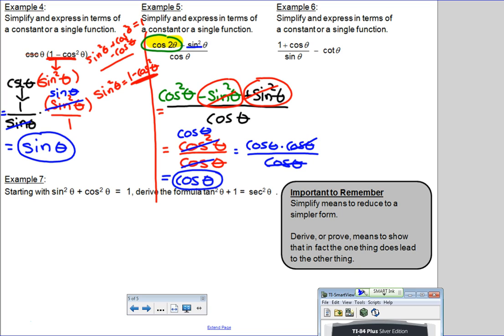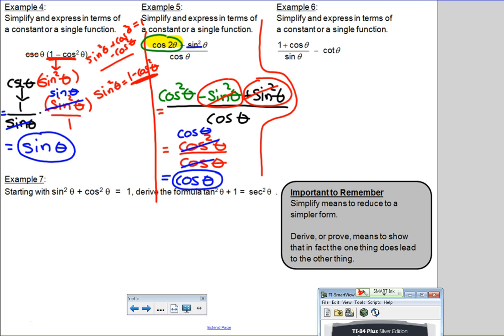All right, and the last problem. So I'm going to erase that. All right, the last problem, example 6 says simplify and express again as a constant or a single function.